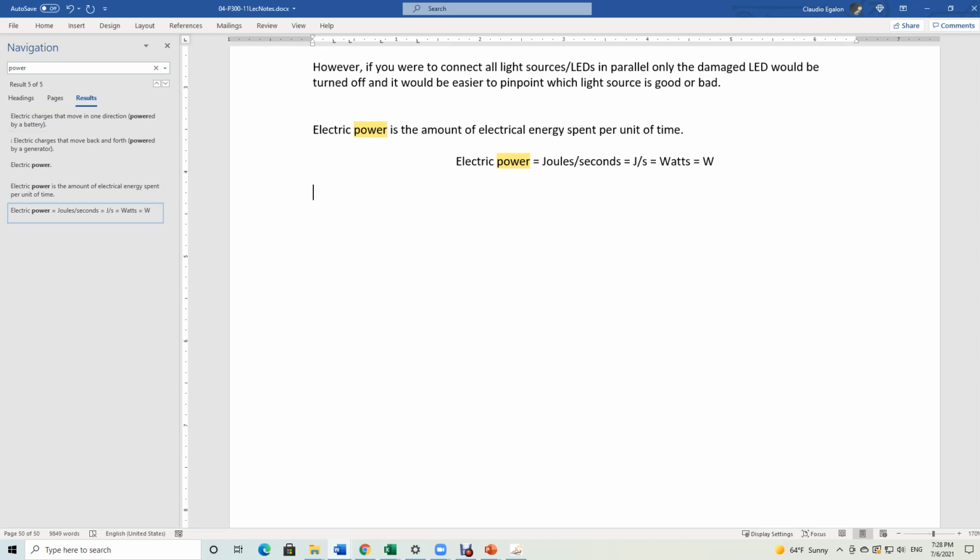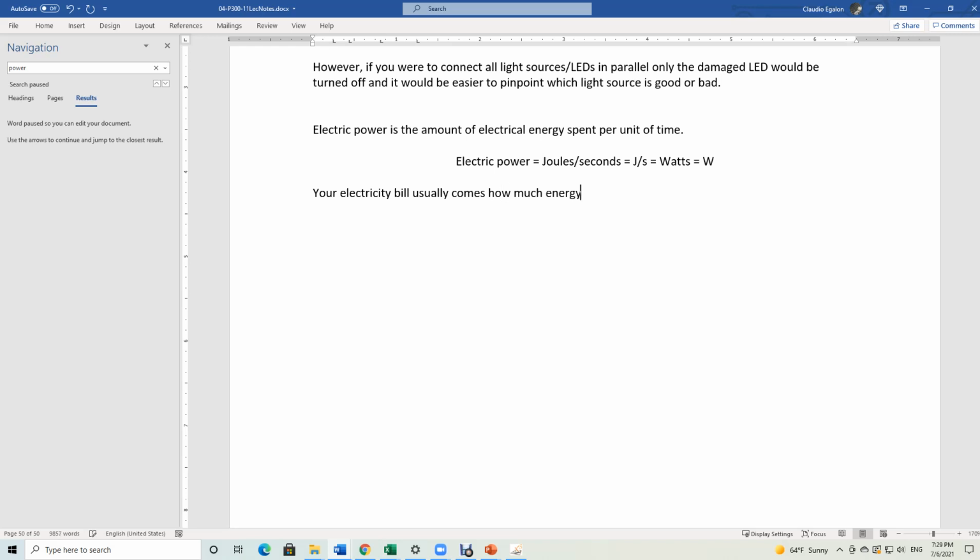Okay? So have you ever heard, your electricity bill usually comes with how much energy you use, okay? And how do they measure that? They measure that in kilowatt hours, okay? Have you ever heard that? kWh. Have you heard of that? If you look at your electrical bill, that's how the electrical company measures how much electrical energy you spend at home. This unit can be turned into joules, by the way.